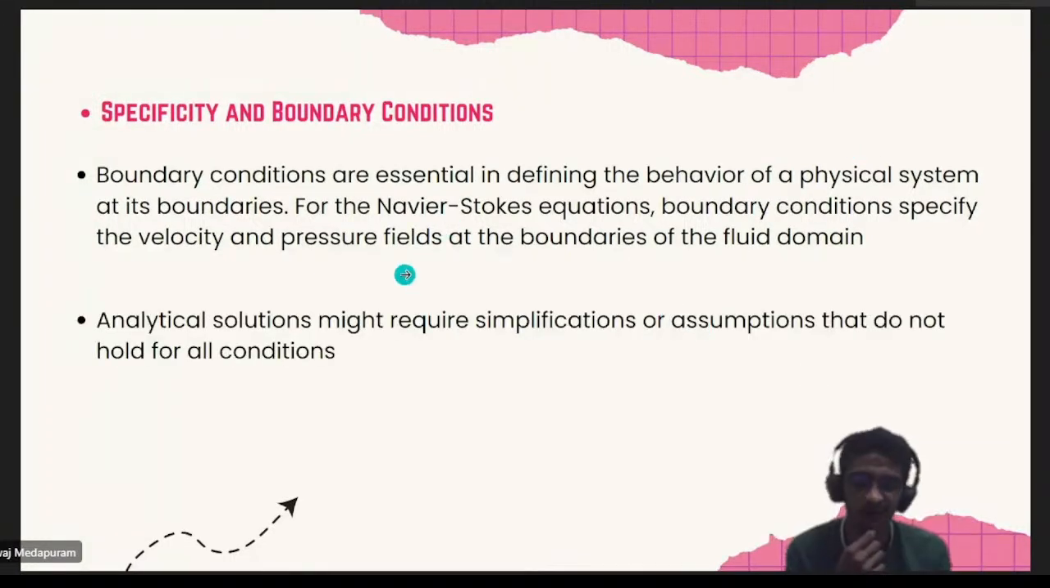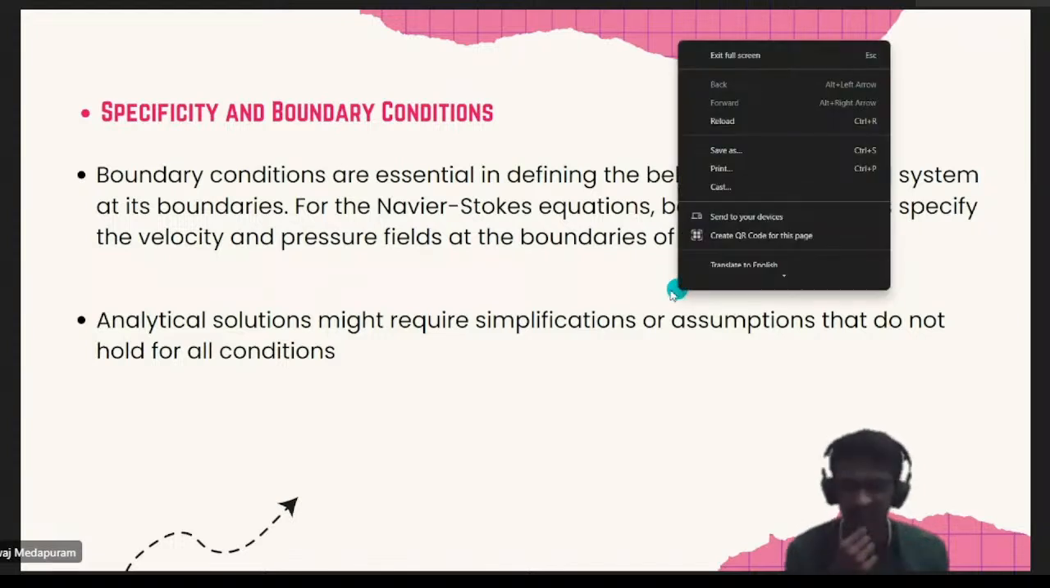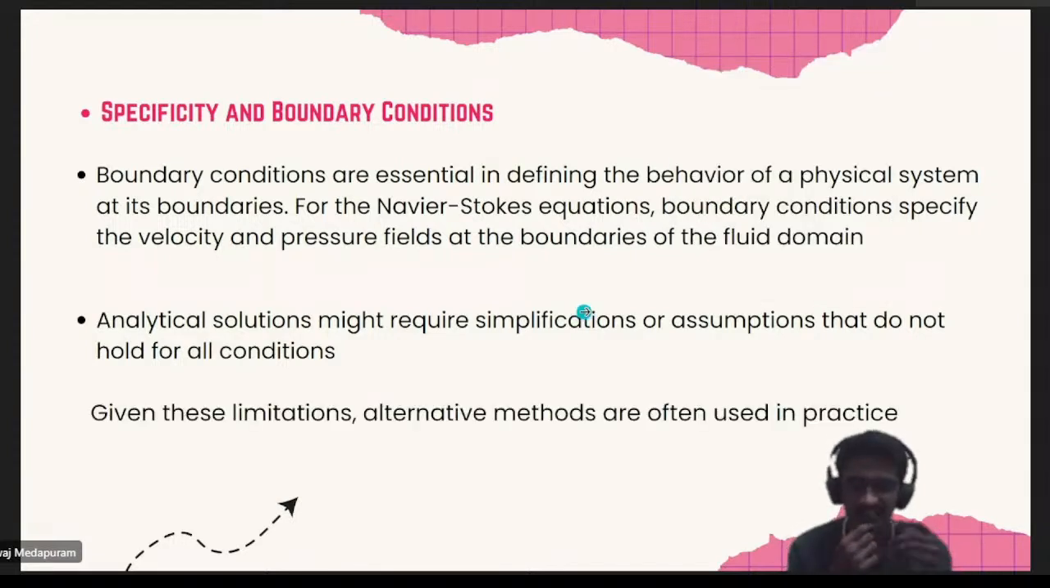We also have boundary conditions to be satisfied. What are boundary conditions? Boundary conditions are the conditions that are required for the system to satisfy at the boundaries, like, for example, the pressure and the velocity gradients at the boundaries of the fluid domain. Analytical solutions might require simplifications or assumptions that do not hold for all conditions. As I mentioned before, analytical solutions require some simplifications to solve them exactly by hand.